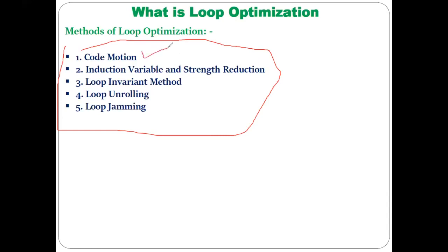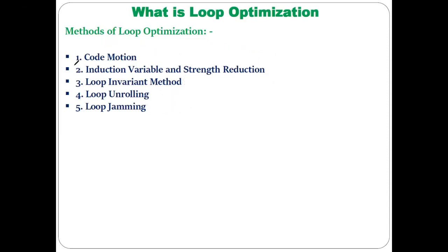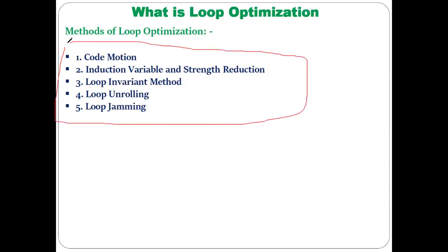So in that, first we have code motion. Second, induction variable and strength reduction. Third, we have loop invariant code. Fourth, we have loop unrolling. And fifth, we have loop jamming. Understood? So these are the different techniques using which loop optimization can be achieved.